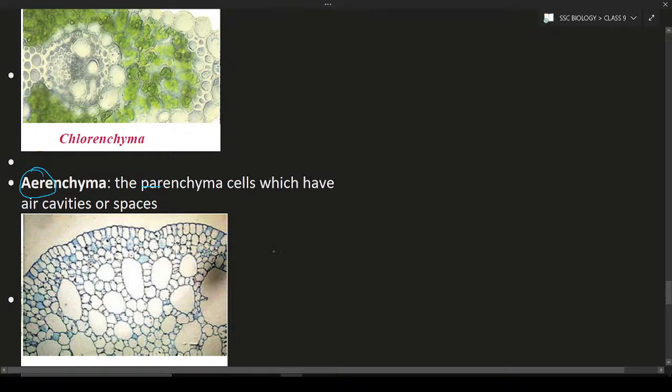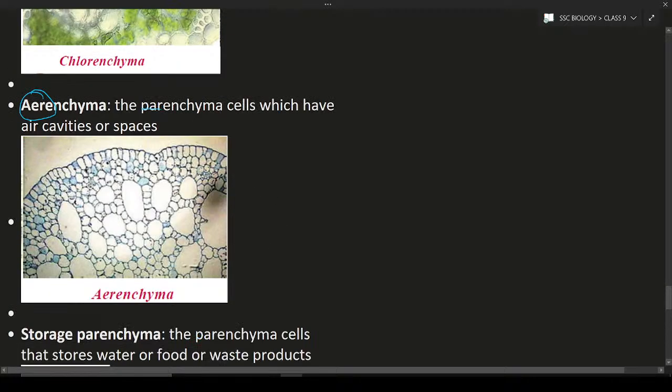Okay. So in this diagram, if you clearly observe under the microscope, you can see the cells which are larger. Why are these cells larger? Because they have stored air. The air is stored in these cells, so they are aerenchyma cells.